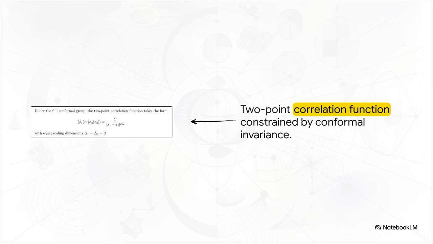Let's take the two-point correlation function, for example. This basically tells you the probability amplitude of a particle propagating from a point x1 over to x2. In a normal run-of-the-mill theory, this could be a really messy, complicated function. But in a CFT, the combination of dilation and special conformal transformations literally forces this function into an exact, elegant mathematical form. It scales perfectly with the distance raised to the power of 2 delta, where delta is the scaling dimension of the field. The symmetry entirely, 100%, dictates the physics.